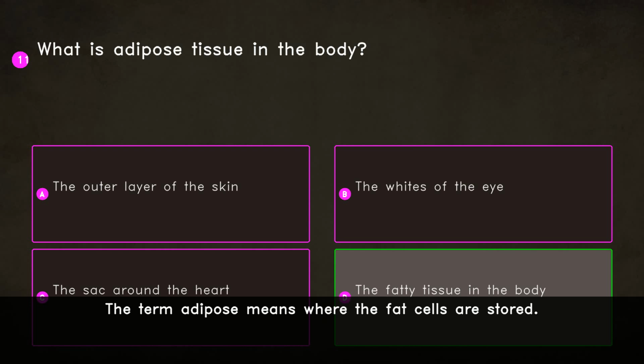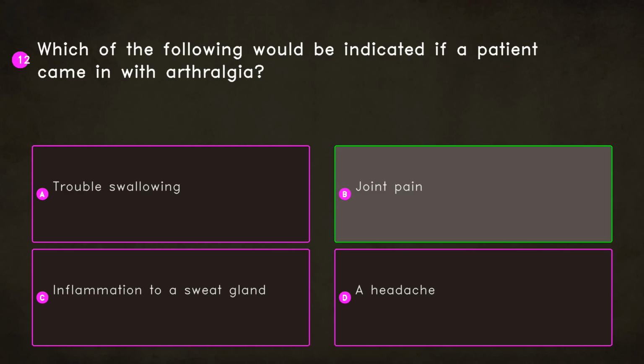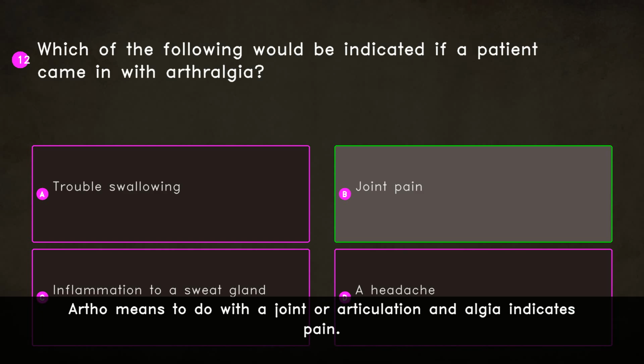Question 12. Which of the following would be indicated if a patient came in with arthralgia? A. Trouble swallowing. B. Joint pain. C. Inflammation to a sweat gland. D. A headache. The correct answer is joint pain. Arthro means to do with a joint or articulation, and algia indicates pain.